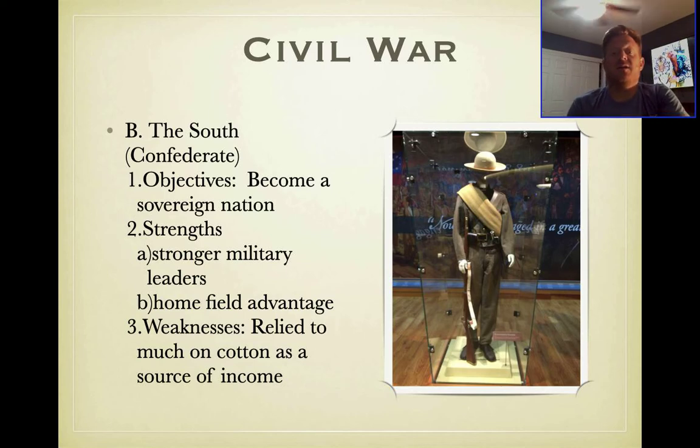They relied too much on cotton, and I know especially first period we talked about diversifying assets. They did not diversify assets. They had all of their money and all of their wealth wrapped up in one thing, and that was cotton.